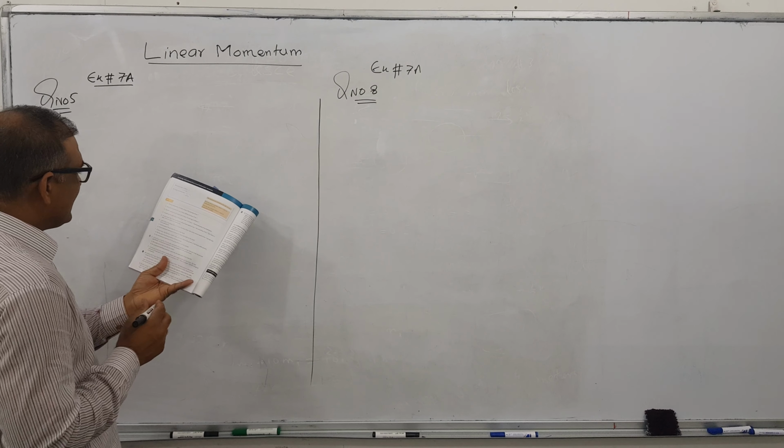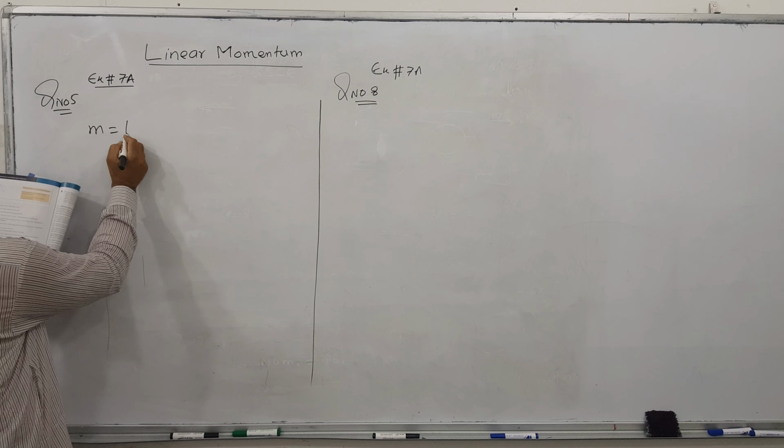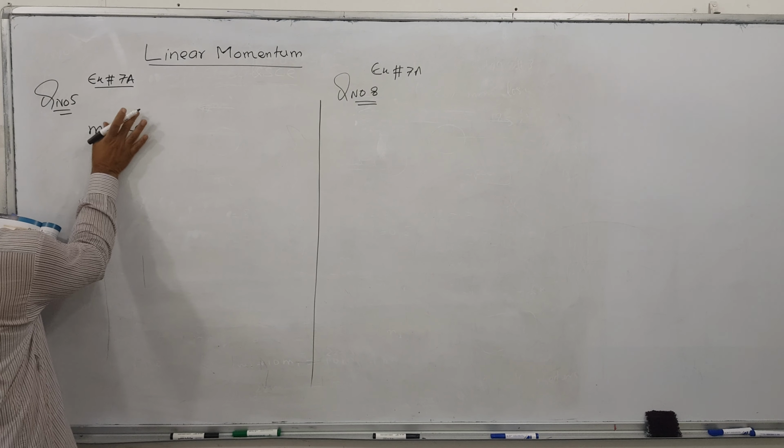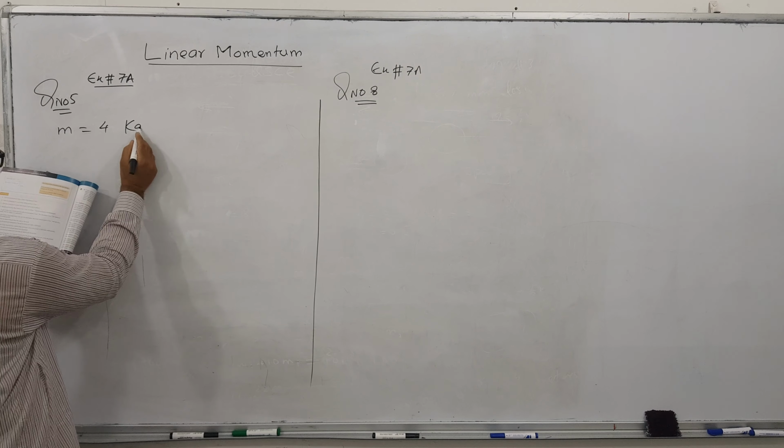Question 5 says a rock of mass 4 kilograms. First of all, we need the mass in kilograms. If given in grams, convert into kilograms. So 4 kilograms is given here.